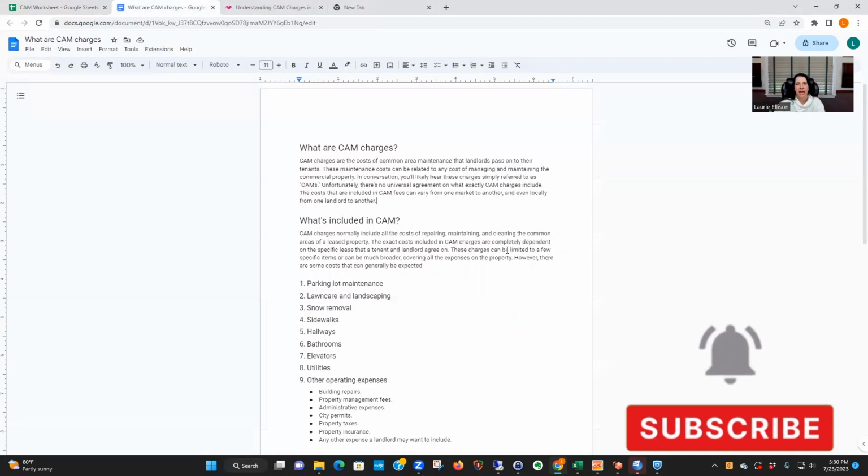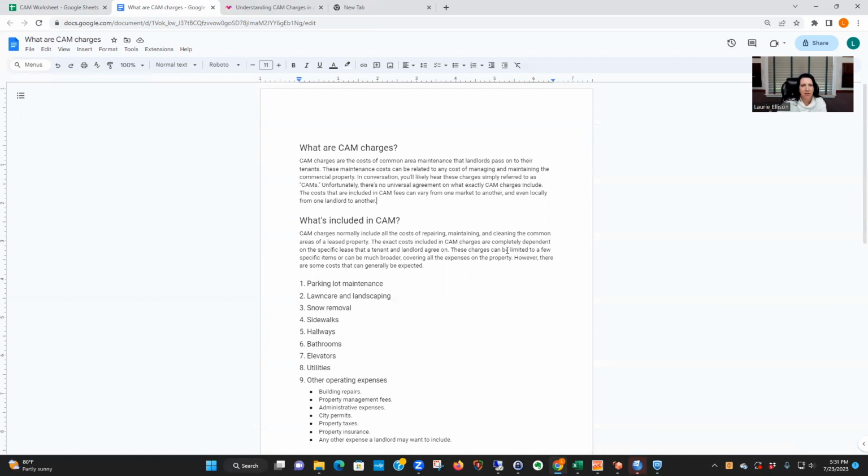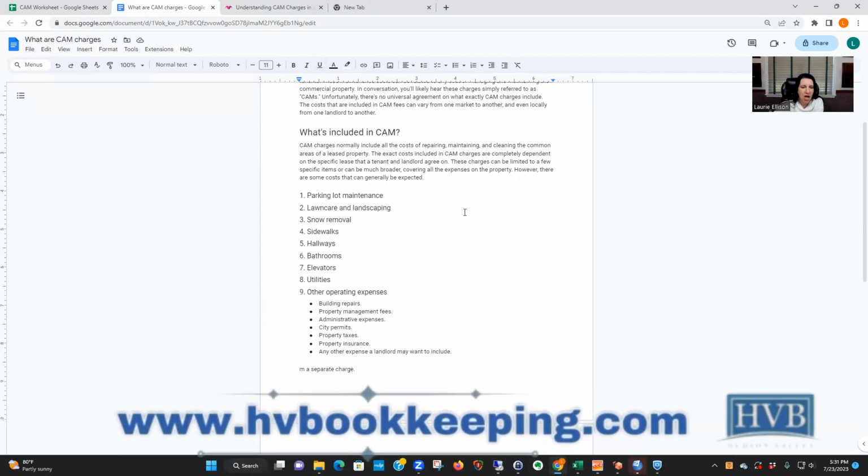CAM stands for Common Area Maintenance. You'll hear that a lot, and you'll also hear the term triple net lease, where your tenant is paying for a lot of the expenses for the commercial building: office buildings, warehouses, things like that. I'll put the link and this doc in here.